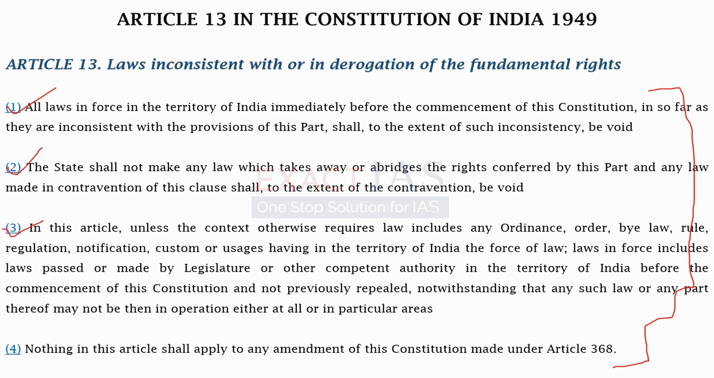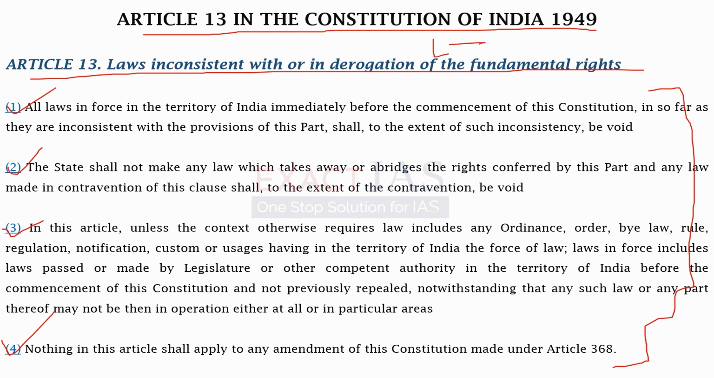But let us take a look at the title of the article. So Article 13 in the Constitution of India 1949 says, laws inconsistent with or in derogation of the fundamental rights. यानी जो भी laws violate करते हैं fundamental rights को, तो इन्हीं laws के बारे में बात किया गया है in this entire Article 13.